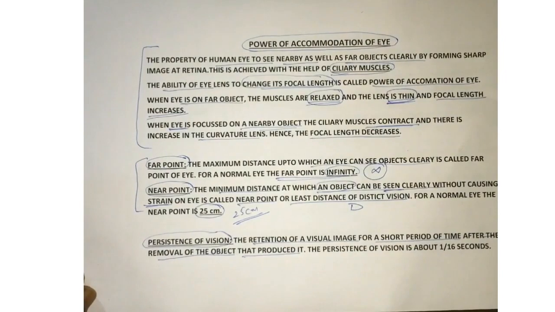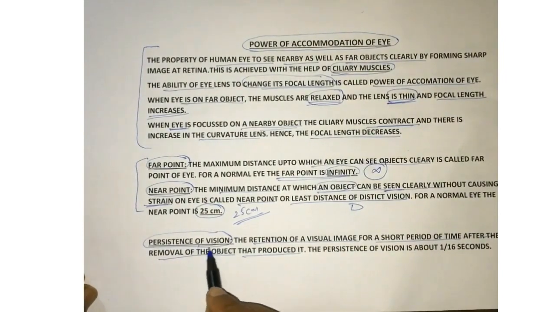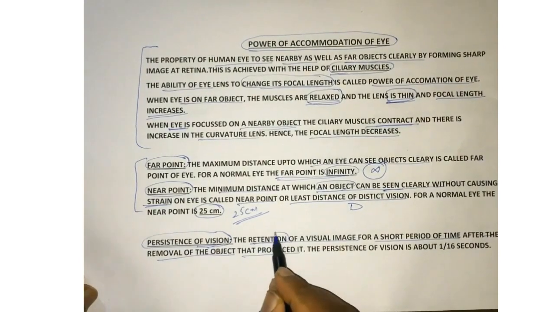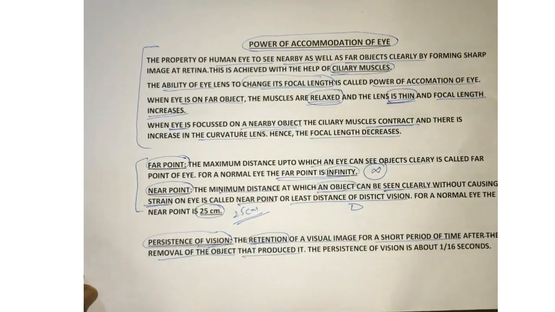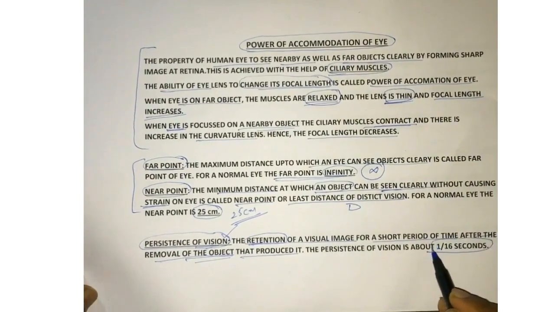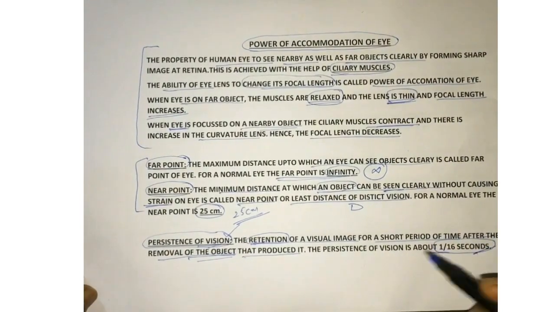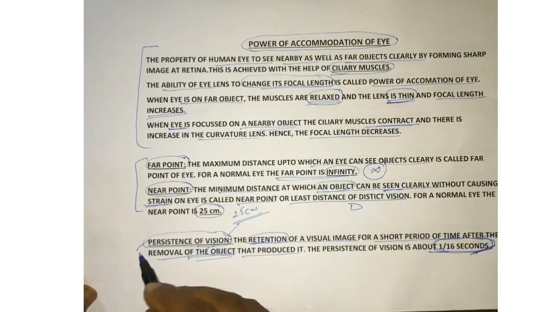I'm repeating again, the persistence of vision is the short time for which an image persists in the human brain. So the time for which the human brain retains the image after removal of the object that produced it is known as persistence of vision. The persistence of vision is about 1/16 seconds. It means the image persists in the human brain for 1/16 seconds at least.